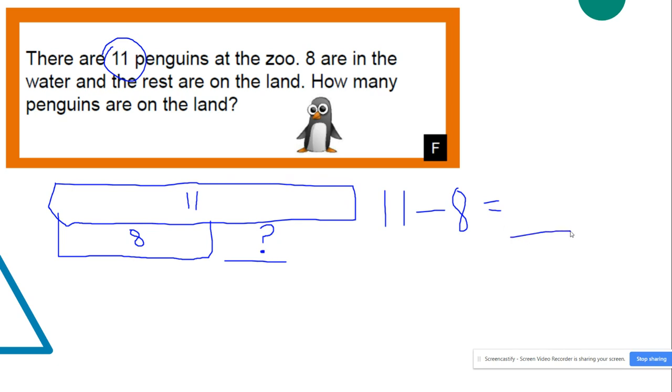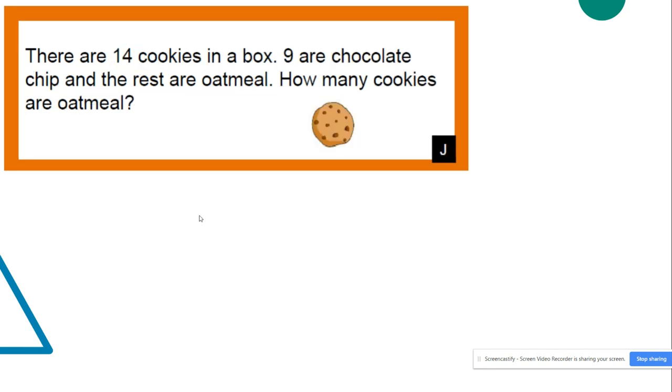Or you can count up. Either way, this is what we're using to find. But because we know addition and subtraction are related, I could also count up to get to 11. 8, 9, 10, 11. So 11 minus 8 equals 3. 3 penguins on the land plus 8 penguins in the water must equal 11. Okay, you try the next one.